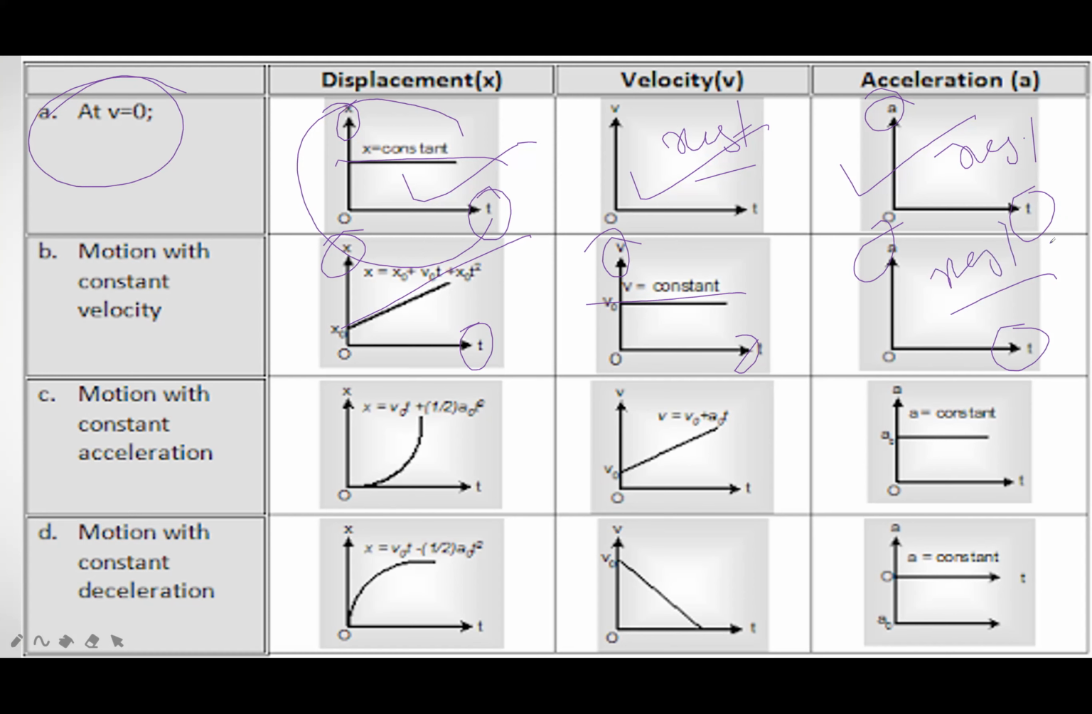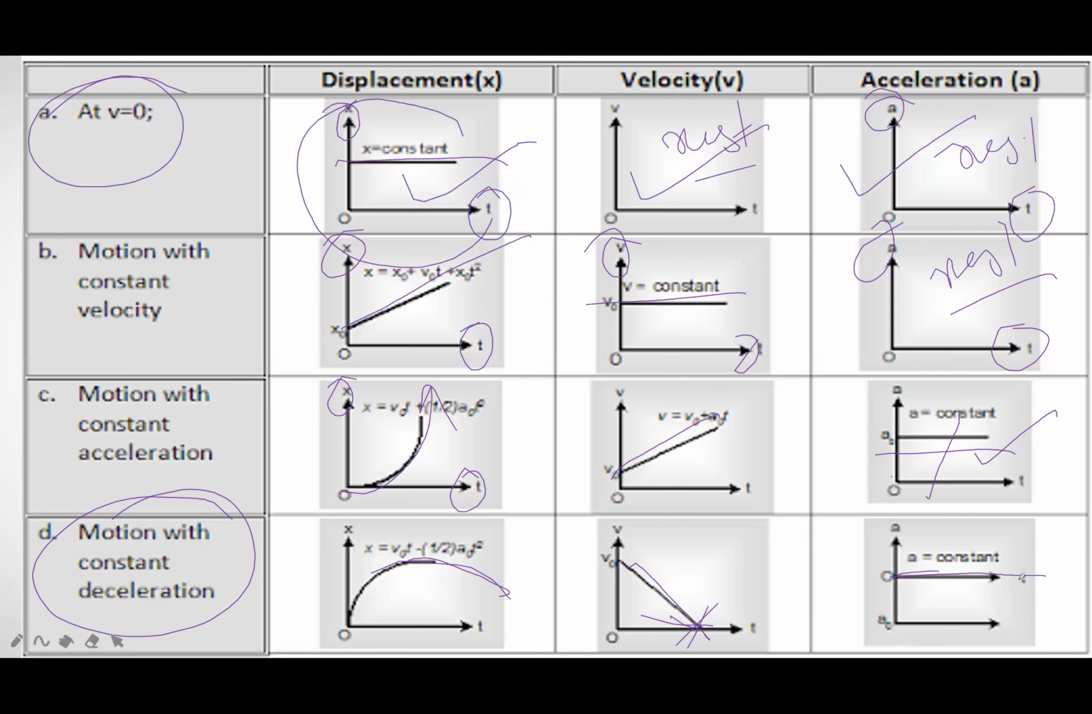Now, motion with constant acceleration. Displacement, increasing velocity. Velocity changes by equal amounts. Here, equal change. Now, motion with constant deceleration. Here the velocity decreases. Velocity decreases.